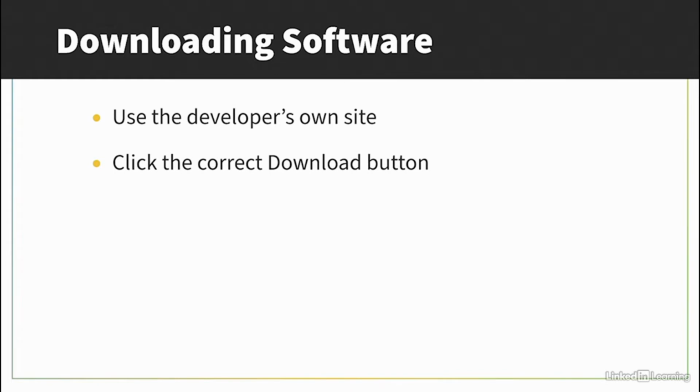Finally, if you're going to download software from the internet, ensure that you're on the developer's own site, if it's available. Check the web browser's address bar to confirm the site. Also, click the correct download button. Avoid deceptive or misleading download buttons, graphics, and advertising. Uncheck any optional items, such as web search helpers, shopping assistance, toolbars, and so on.